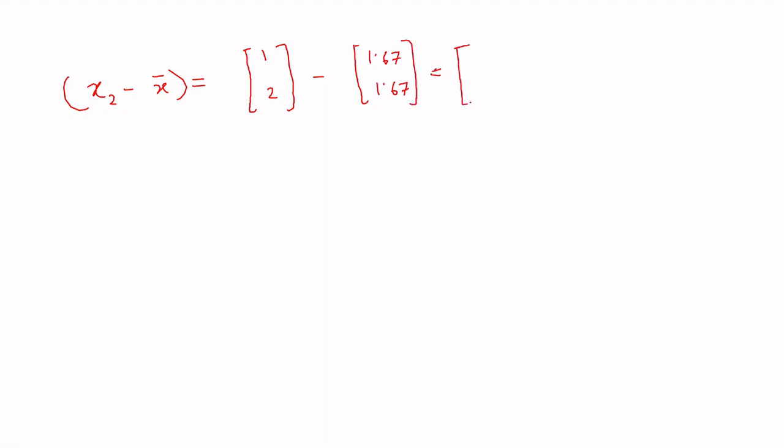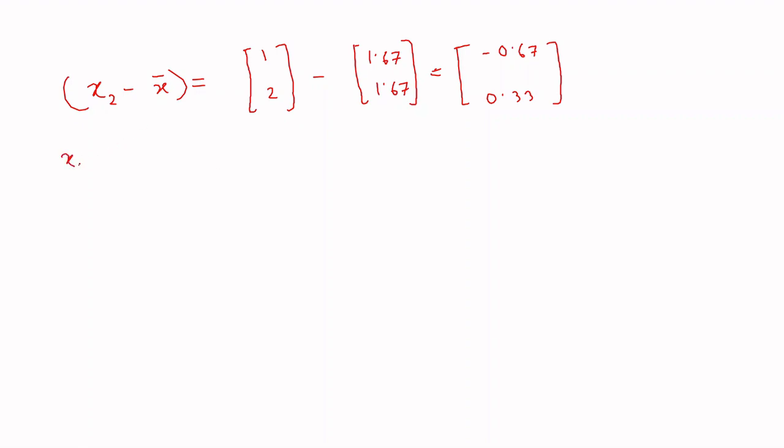So for the second sample, x2 minus x bar, what will these values be? The x2 value is 1, 2. Minus what was the mean? 1.67, 1.67. So the final value is minus 0.67 and 0.33. Okay, these are the two values.